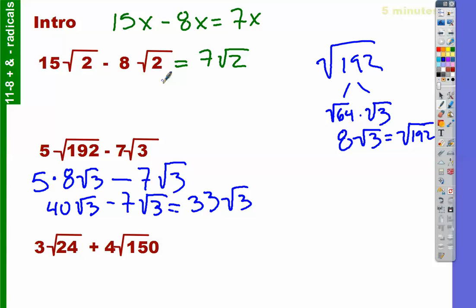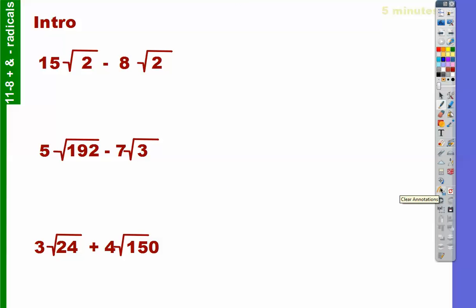Our third question, and I'm going to clear off everything we've done. Our third question, we have 3 times the square root of 24 plus 4 times the square root of 150. Are the square root of 24 and the square root of 150 equivalent? No. So we need to simplify these radicals so that we hopefully can then combine them. So let's take a look at the square root of 24 and the square root of 150. So boys, I want you to simplify the square root of 24. Girls, I want you to simplify the square root of 150.